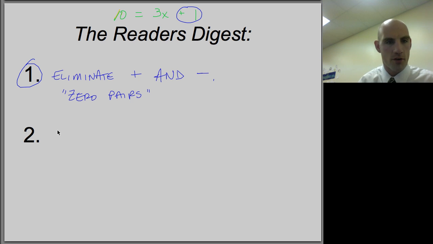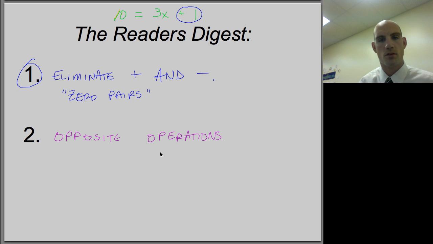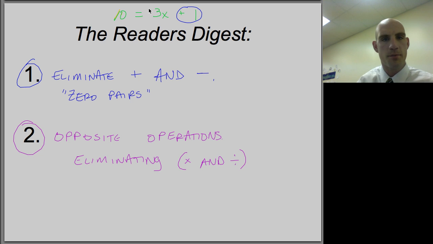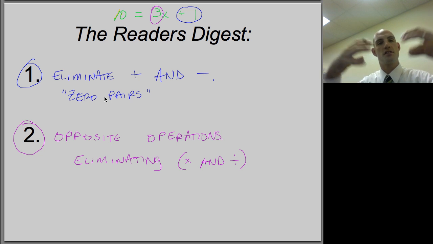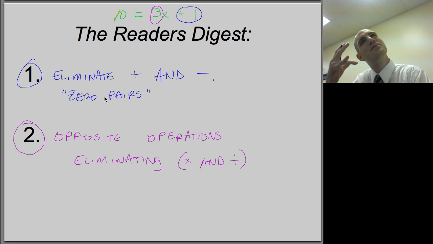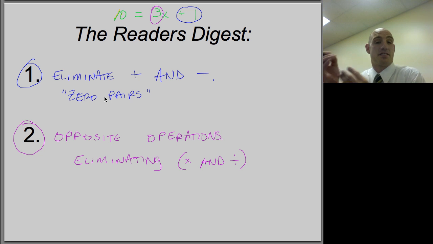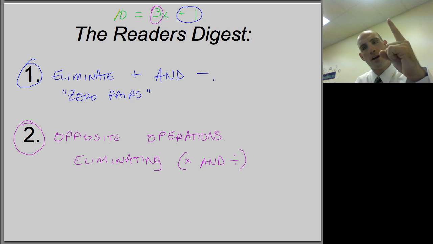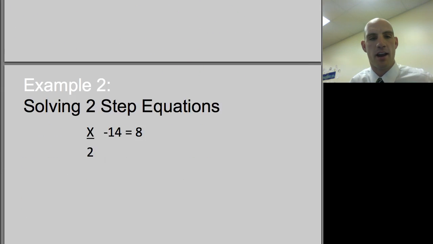In the second part, we are going to be doing opposite operations. Okay, that's going to be eliminating multiplication and division. So that's going to be like this part here. We basically work from the stuff farthest away from x to the stuff that's closest. So the multiplication part is going to be undone last. So it's like the opposite of the order of operations. So we're going to do zero pairs, then opposite operations. Let's look at an example.